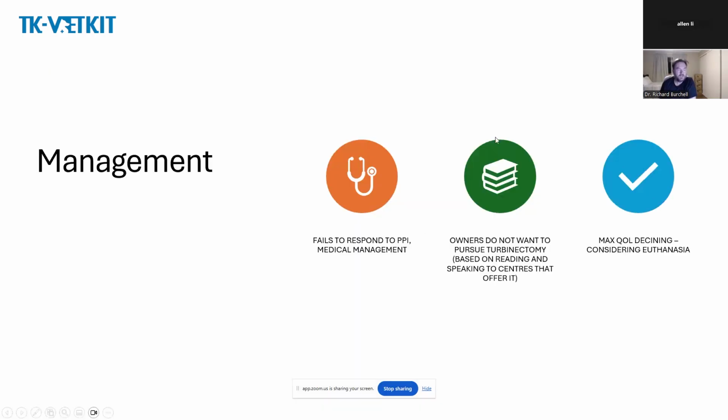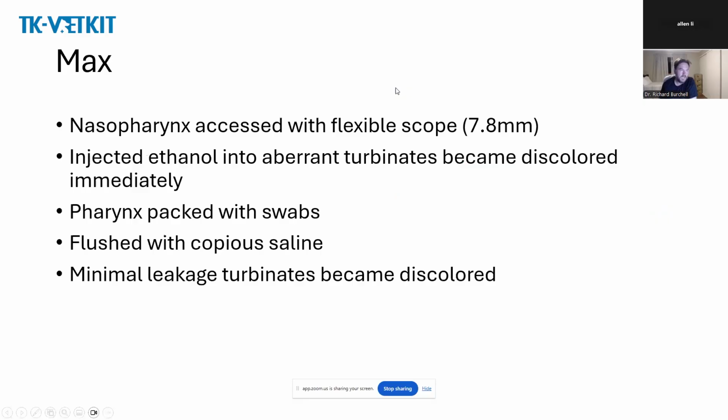So he failed to respond to proton pump inhibitors. The owners did not want to do turbinectomies, and that is where you use laser to cut the turbinates. And also, we actually didn't have a center to refer them to at the time, because the center that had been doing it had had a few severe complications, and they weren't doing it anymore. And the owners were considering euthanasia.